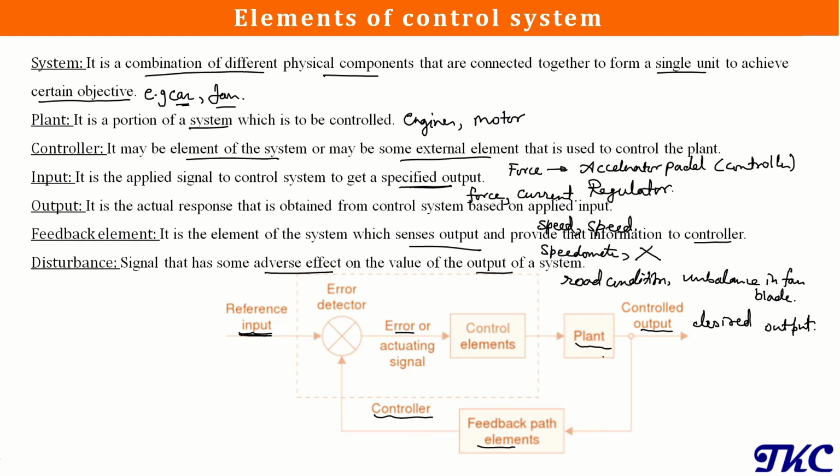So here the feedback element senses the output and sends that value to the error detector, where it compares the input and the value that is received from the feedback element.